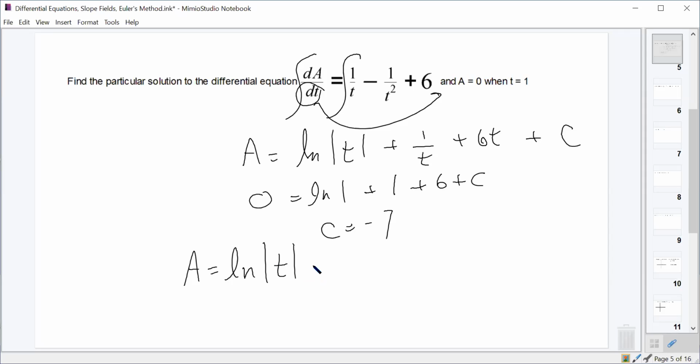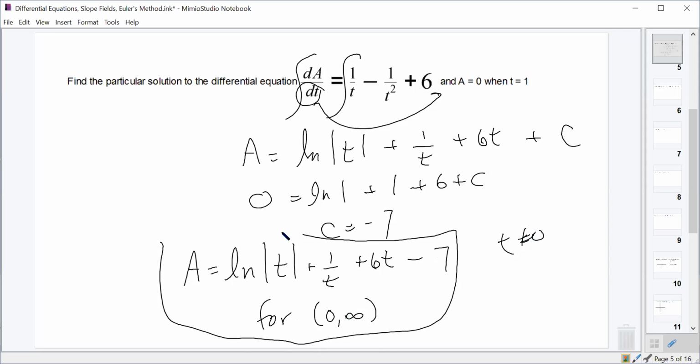And we got a equals natural log absolute value t plus 1 over t plus 6t minus 7. And there is only one discontinuity in this. Where is that discontinuity? When t equals 0. Yeah, so t cannot be 0. And so we'll say this is valid for 0 to infinity.